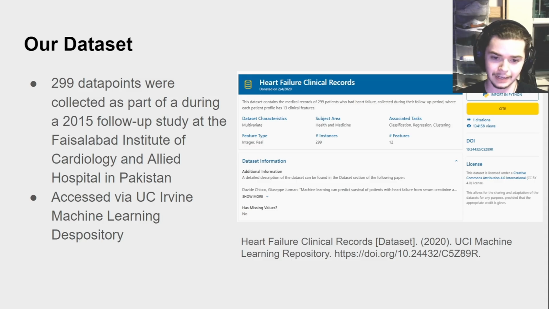This dataset, as mentioned, is directly from the study from Chicco and Jurman, which is called Machine Learning Can Predict Survival of Patients with Heart Failure from Serum Creatinine and Ejection Fraction. Now, this dataset was really crucial to us as it contained several predictors, I believe up to 12 that we could have used, and several responses also.